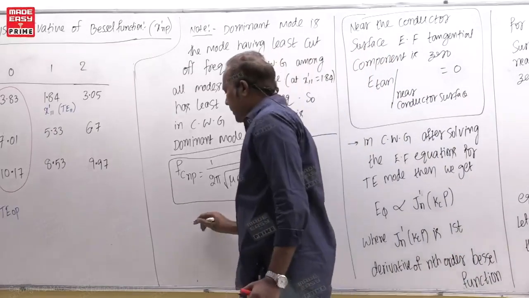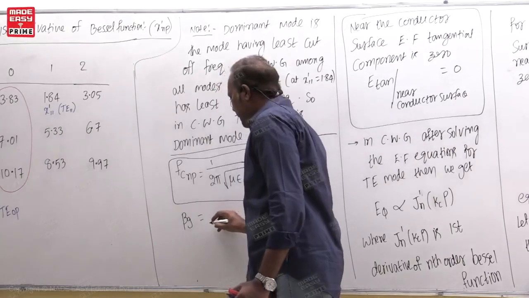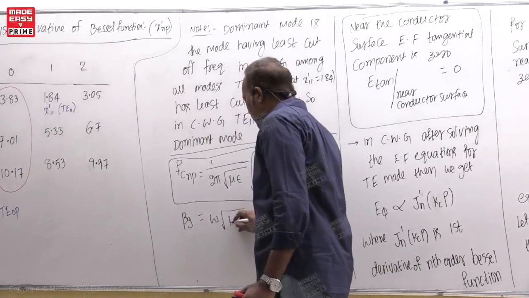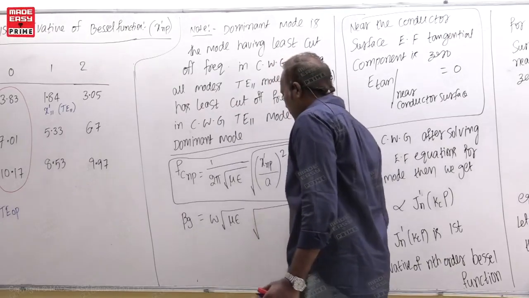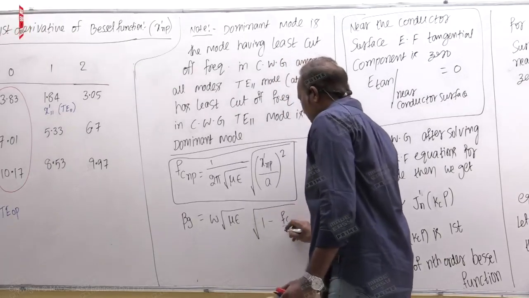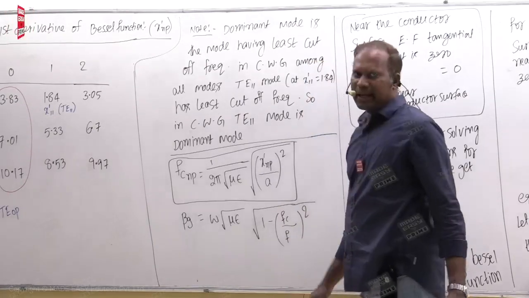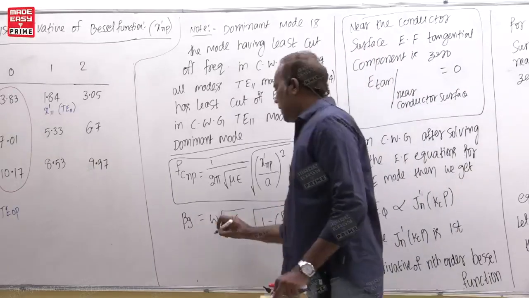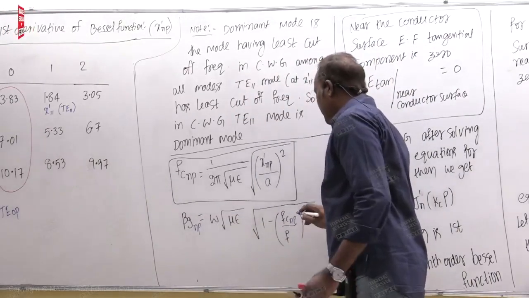Now I am writing what is beta g. Beta g is equal to omega root mu epsilon minus omega root mu epsilon times the root of 1 minus (fc divided by f) whole square. Same formula, same as the rectangular waveguide, but here the mode name is the np mode. Here fc np comes.